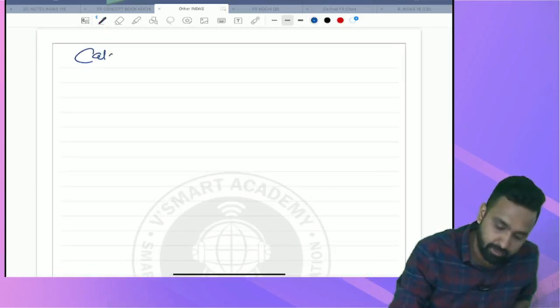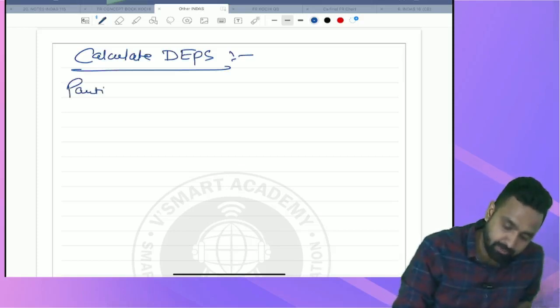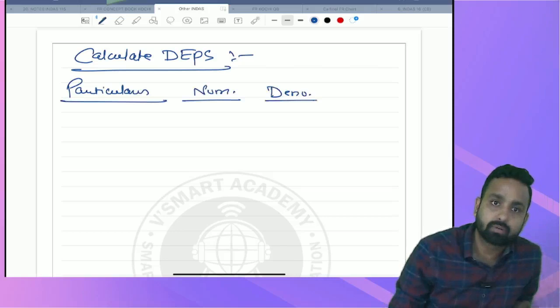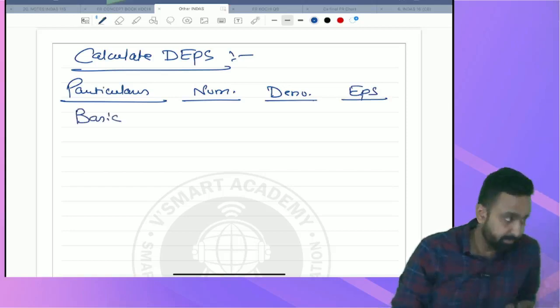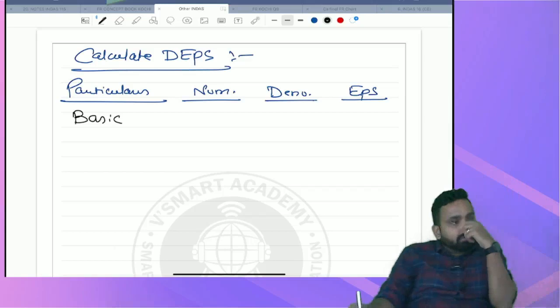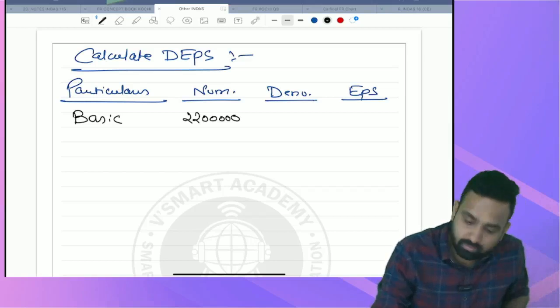Now finally we calculate diluted earning per share. Particulars, numerator, denominator, earning per share. What was basic? What was the basic numerator? Basic denominator? The basic numerator was? The basic denominator was? 110. EPS was?